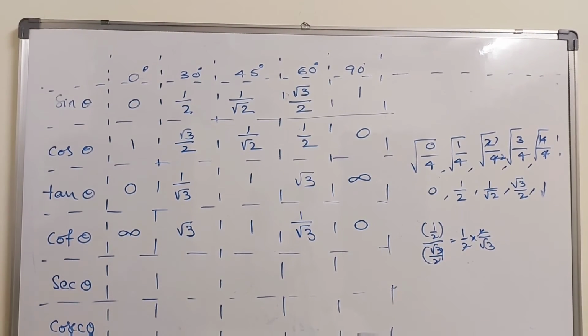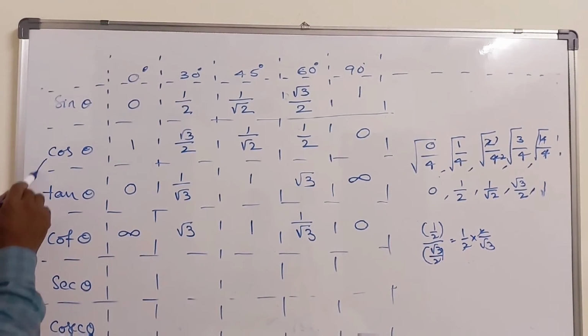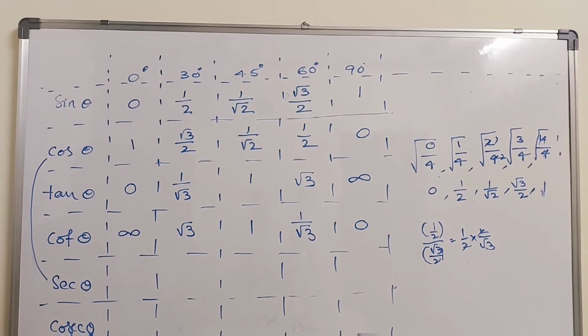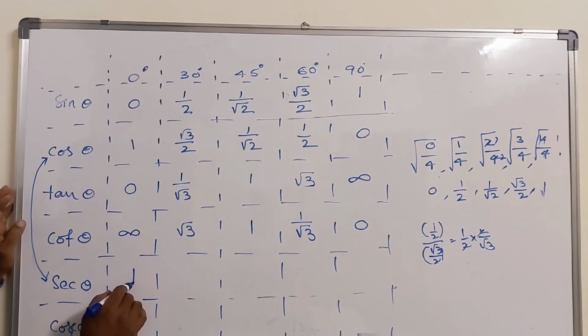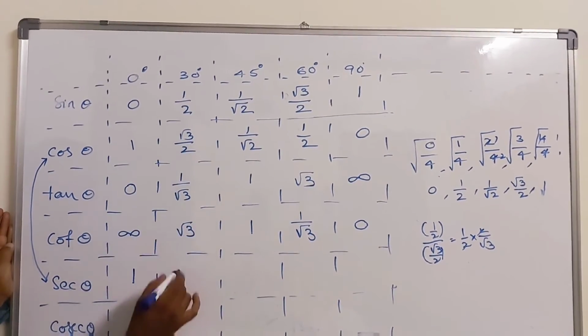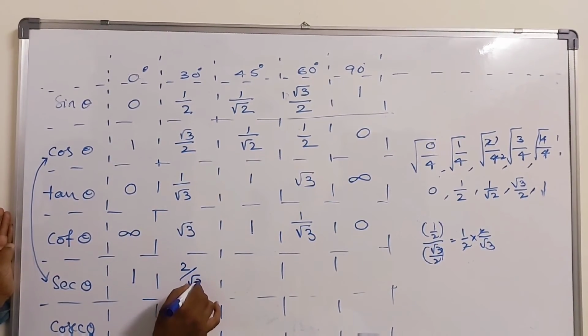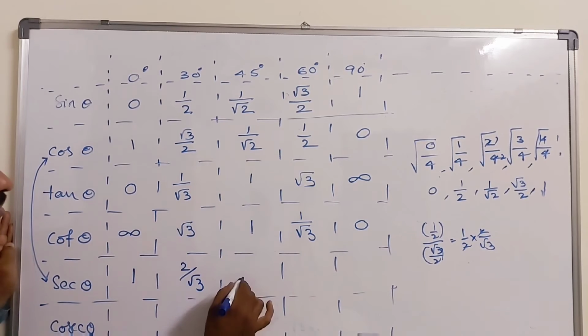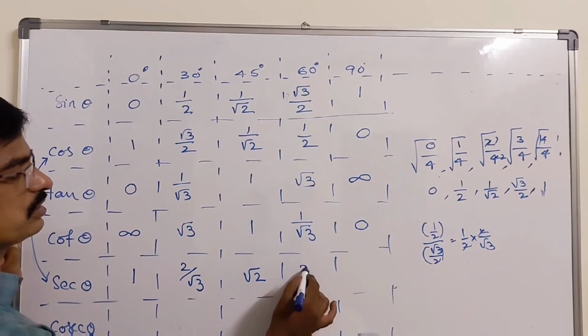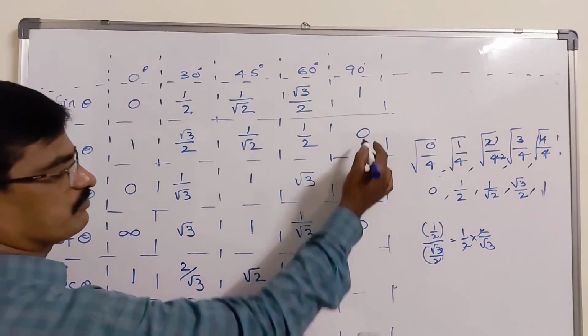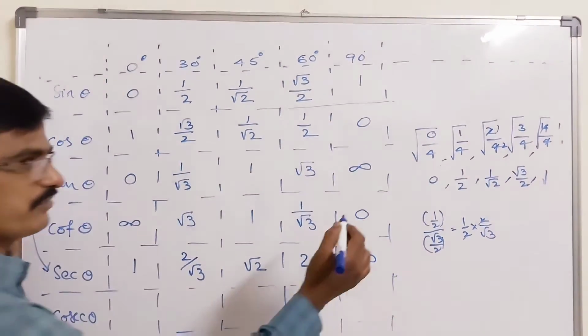Then secant. We know that cos and secant are reciprocals. You just take the reciprocal of the values of cos. Reciprocal of 1 is 1. Reciprocal of root 3 by 2 is 2 by root 3. Reciprocal of 1 by root 2 is root 2. Reciprocal of 1 by 2 is 2. Reciprocal of 0 is undefined.